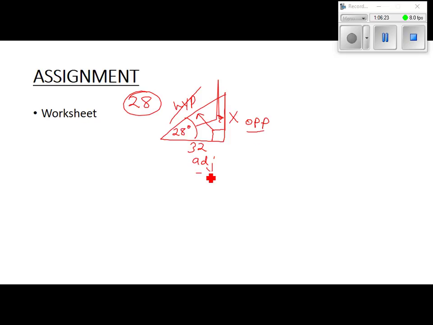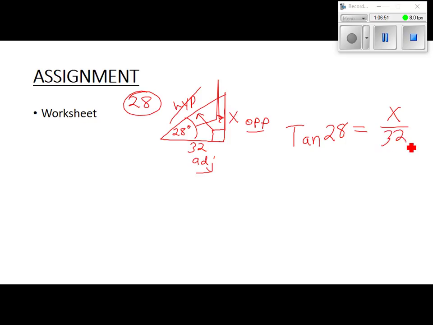Then we look at this. Which trig ratio deals with opposite and adjacent? Tangent. So which trig ratio are we going to use? Tangent. So we set up that equation. Tangent of, what's our angle? 28 equals what over what? It would be X over 32. X opposite over 32.